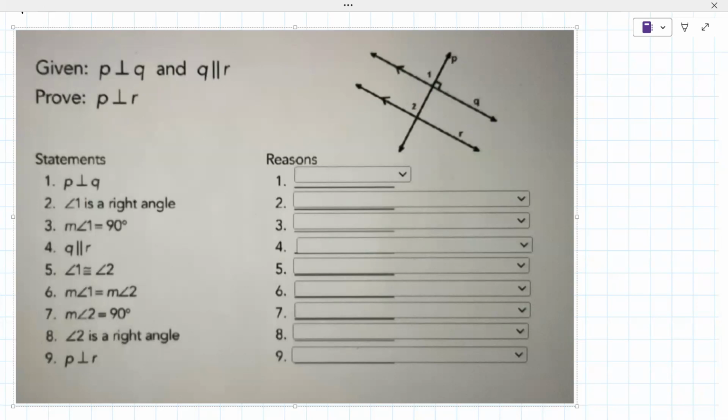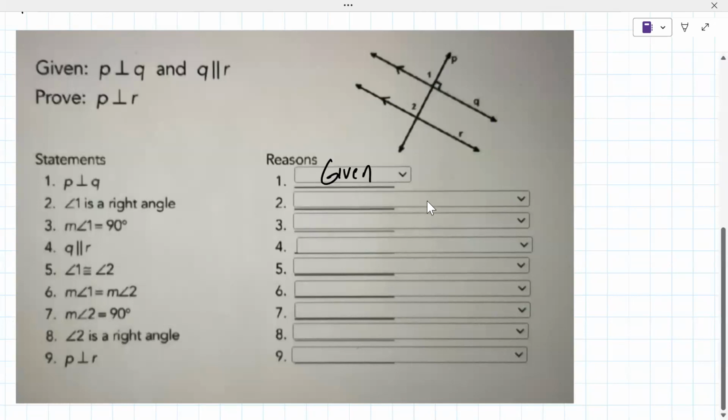So to do that, we have to start with reasons here. What is the first reason always in a proof? Given. Yeah, it's given. All right. Now, angle 1 is a right angle. Okay, so they're not referring to the one where my arrow is. They're referring to this other side here.